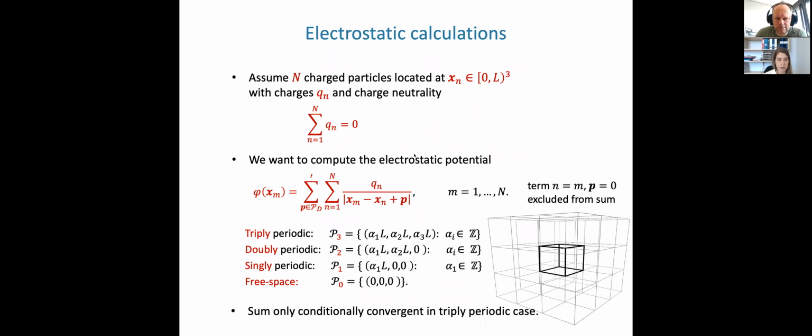But here we want to think about it more generally, like you might like it to be periodic in all directions, or you might want to have periodicity only in two or in one direction. And definitely when you think about solving integral equations, like for the Stokes equation, certainly you could want periodicity in only one direction. So we will try to think about this more generally. And to make these sums make sense, especially the triply periodic one, you assume that you have charge neutrality, that the particle charges actually sum to zero.